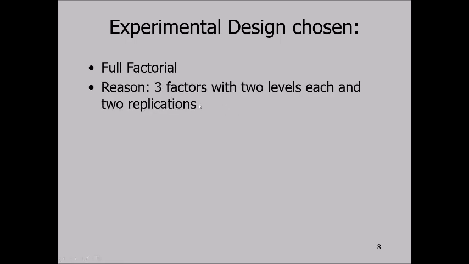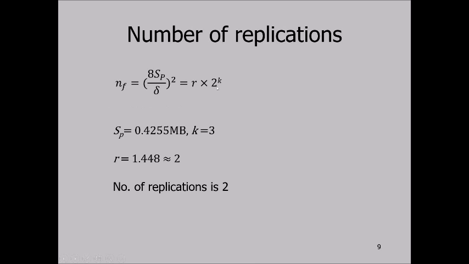So this is a full factorial experiment. Why is this a full factorial experiment? Three factors with 2 levels each and 2 replications. So the number of replications here is 2. Using this equation, N_F equals 8. S_P is our standard deviation. Delta is the minimum size of the video difference that we can't neglect.